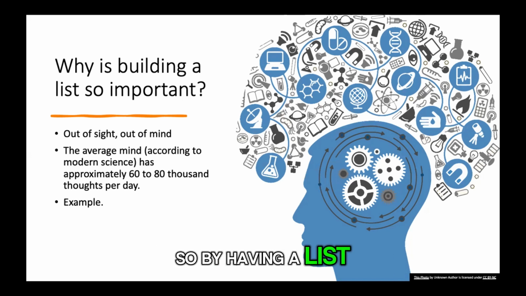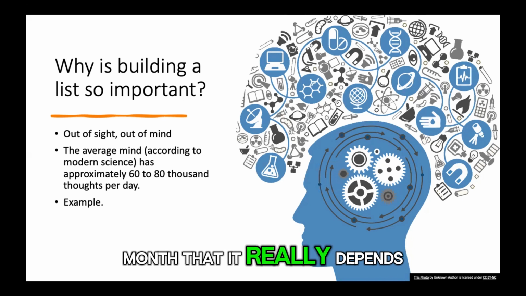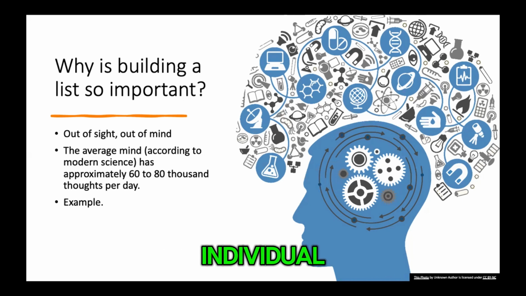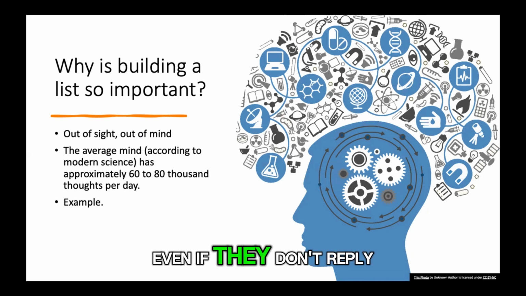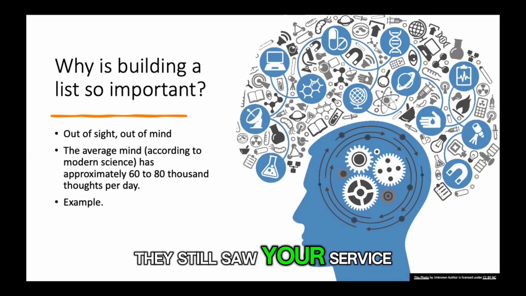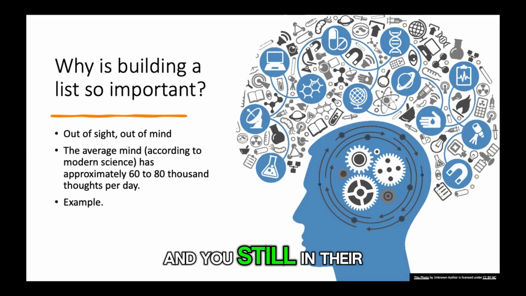So by having a list and touching base with them once a week, once a month, I apologize, that's normally what I do, once a month. Some people I do twice a month, some people I'll skip a month. It really depends on my list and the individual. You have to test that out for yourself. But every time you touch base with them, even if they don't open your text, even if they don't reply, they still saw your service. You still made a connection and you're still in their mind.